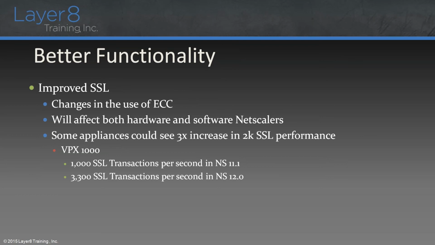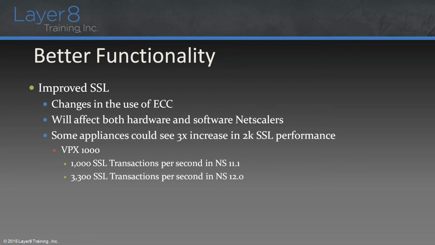The reason is the physical NetScaler comes with an SSL offload card. So you've got an actual ASIC processor doing all of your encryption and decryption for you. Okay? However, with NetScaler 12, they're actually going in and enhancing the way that they do the encryption and decryption and improving the SSL performance. So whether you're doing a hardware NetScaler or a virtual appliance, you're going to actually see some increases in the SSL capabilities.